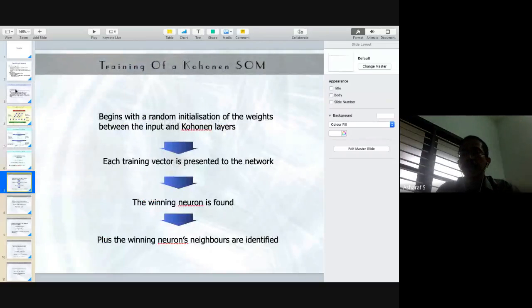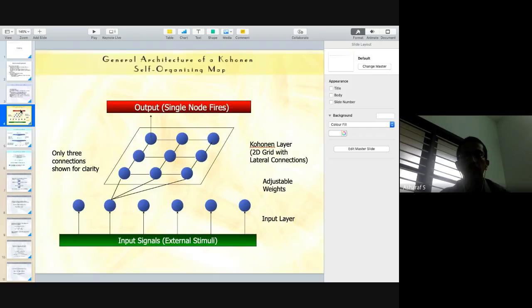You begin with a random initialization of the weights between the input and the Kohonen layer. Each training vector is presented to the network. The winner neuron is found. Then the winner's neighborhood is identified, and you keep updating the weights of the neurons in the neighborhood. That's how the Kohonen self-organizing map works.